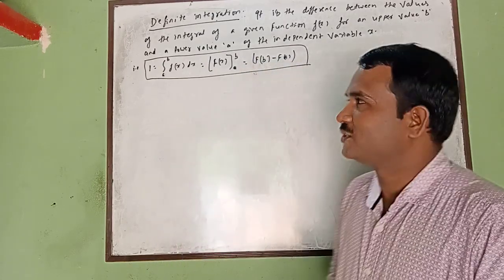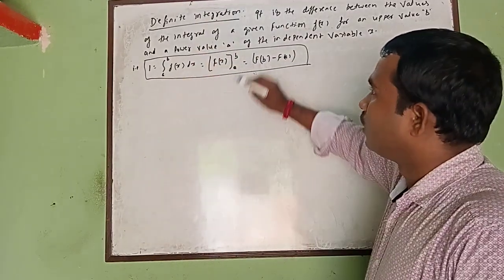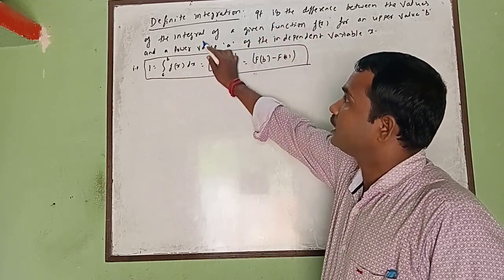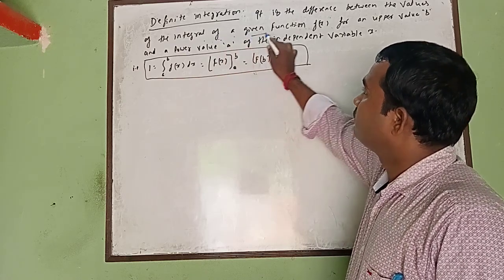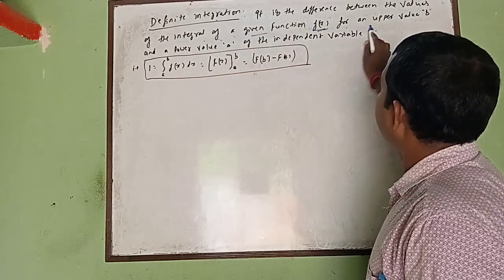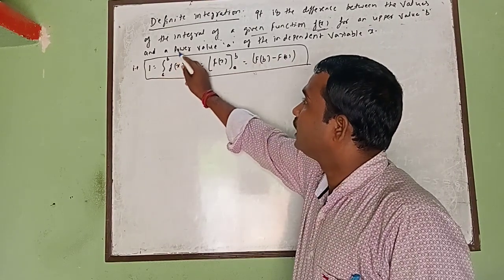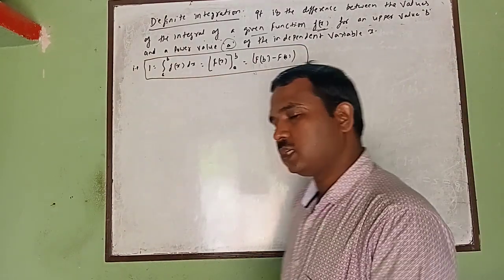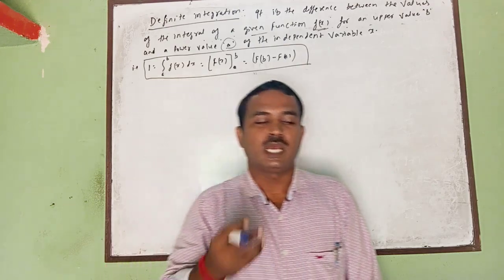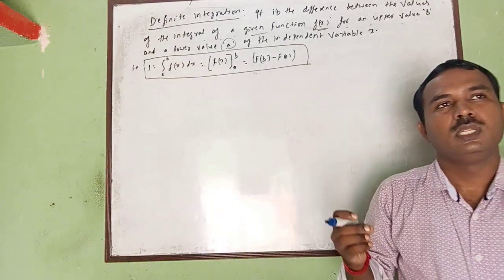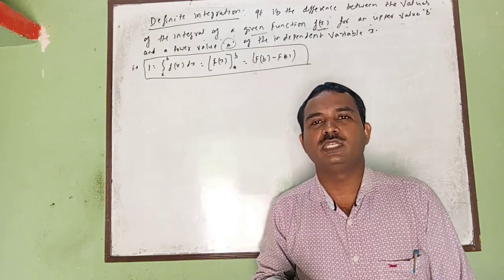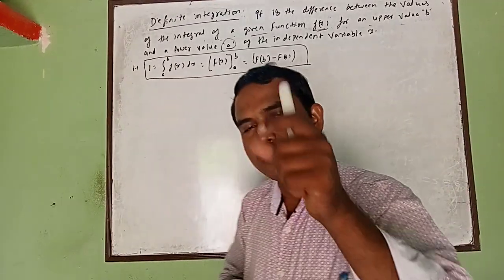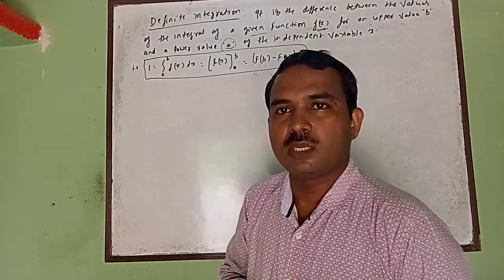I have written here the definition of definite integration. It is the difference between the values of the integral of a given function f(x) for an upper value b and a lower value a of the independent variable x. Suppose there is an independent variable and the limits a and b are given. Then we integrate, and then we put in the limits, upper limit and lower limit.